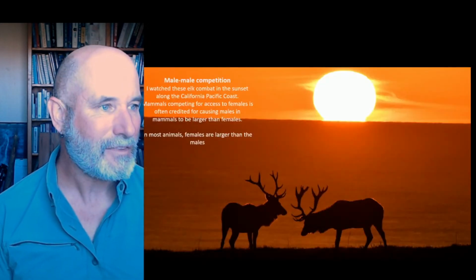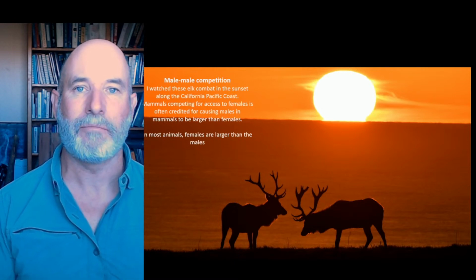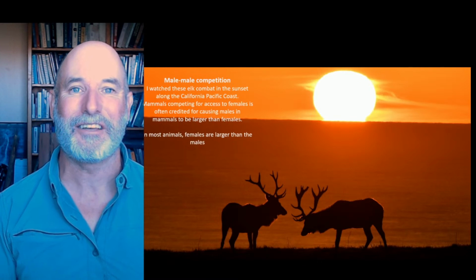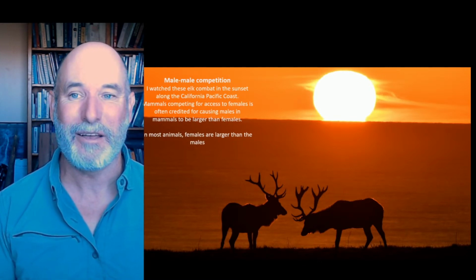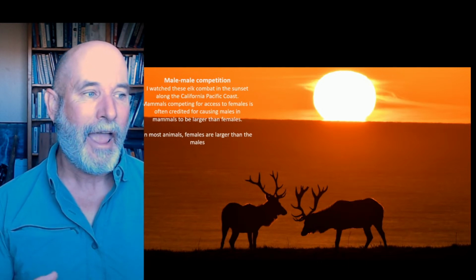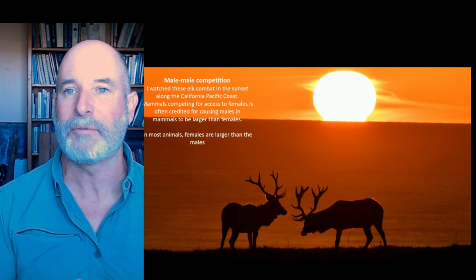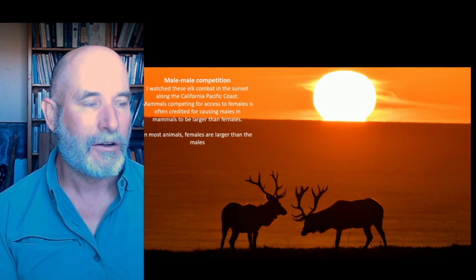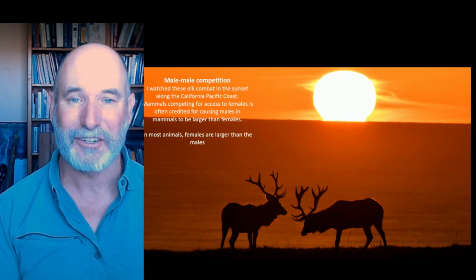Okay. And then also male-male competition can lead to larger males. I cannot believe I got this photograph. This is in California at Point Reyes. It's literally in the sunset. These two male elk are fighting each other. As a result of males competing for access to females because they're fighting, they tend to be larger than the females. Okay, so that's it for sexual selection right there.